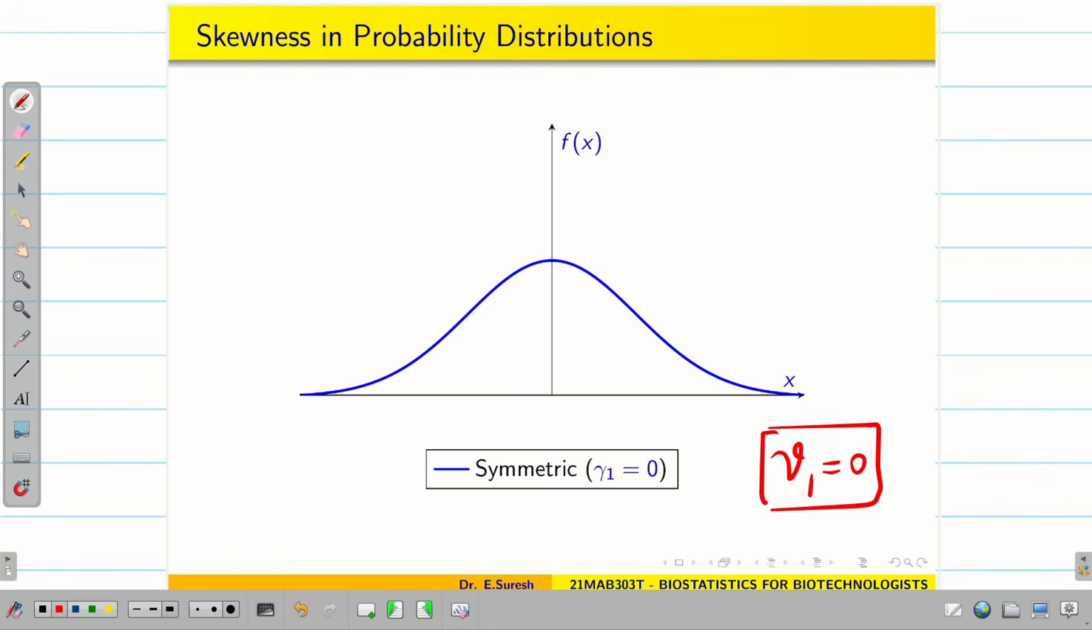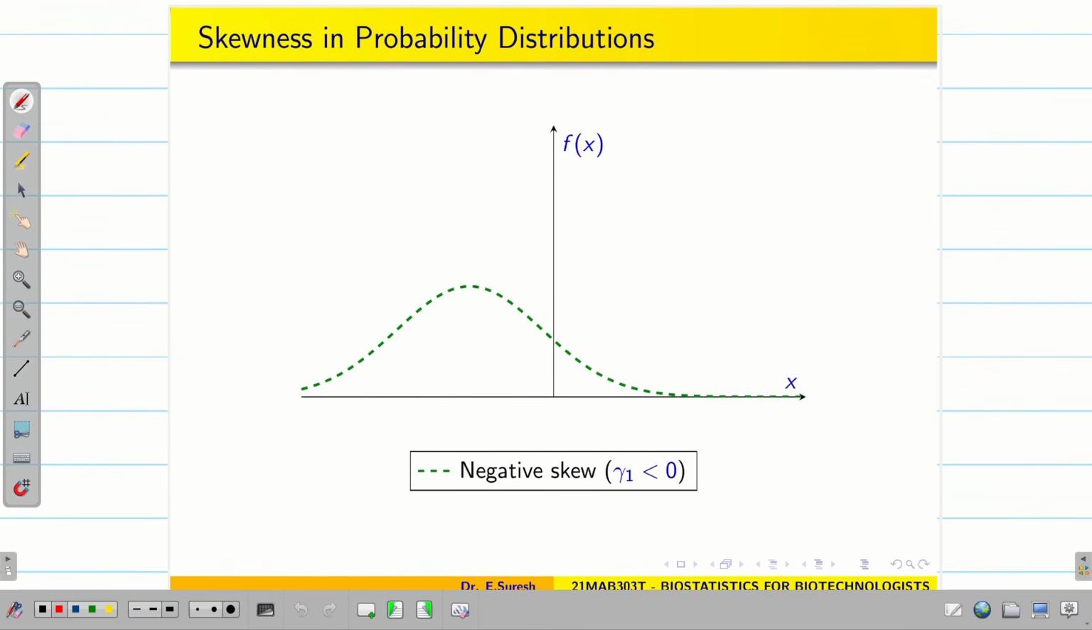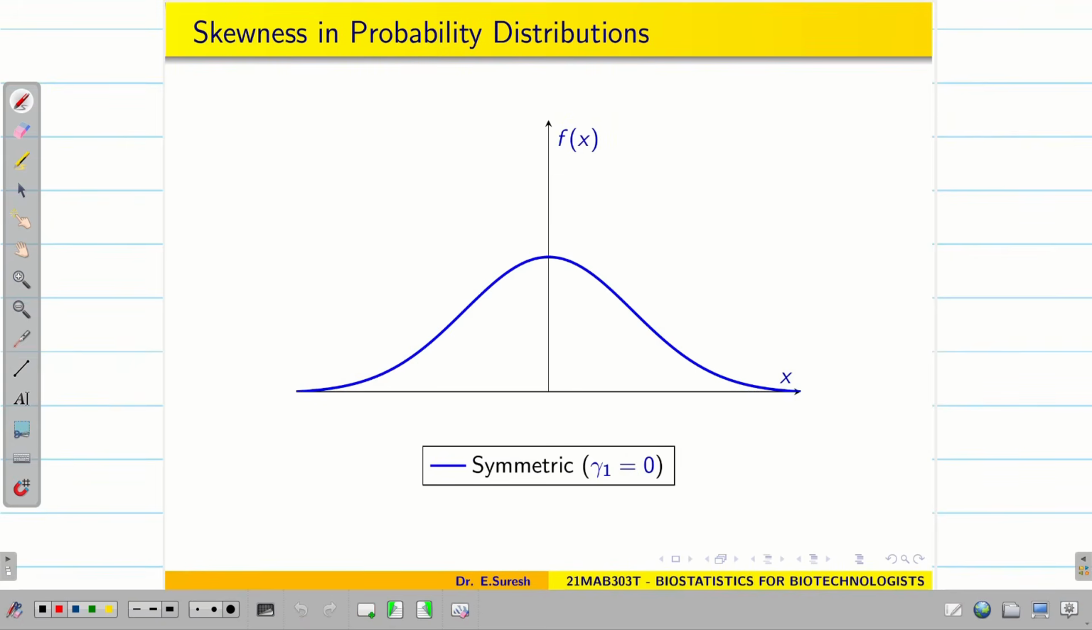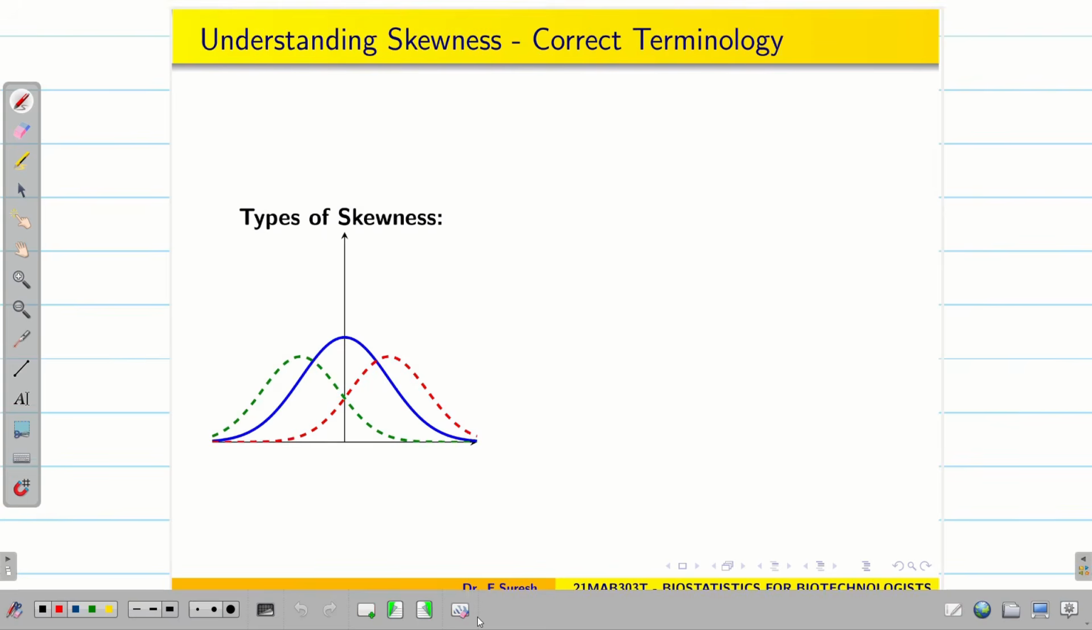Suppose the curve is not symmetric, it is bended on one side. So it may bend on the right or it may bend on the left. If it is towards the right side, it is called positively skewed, gamma 1 greater than 0. If it is towards the left side, then we say it is negatively skewed. In this case, gamma 1 is less than 0. So we can have the complete view: positively skewed, negatively skewed.